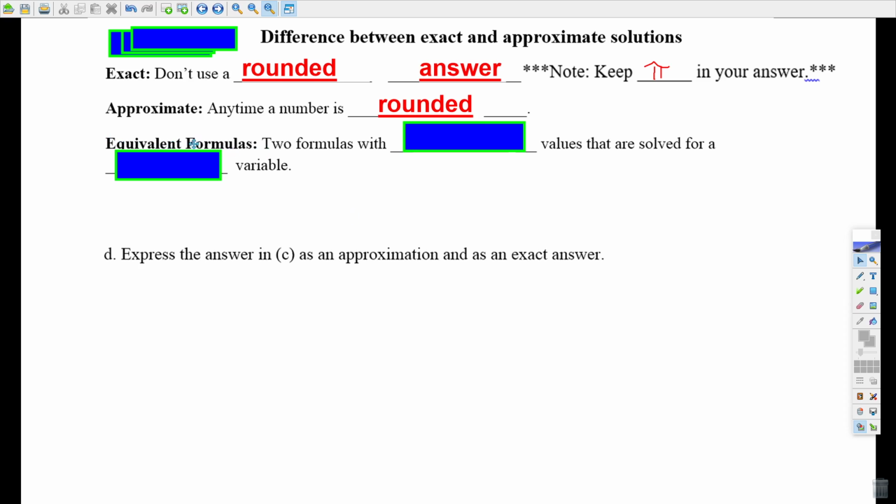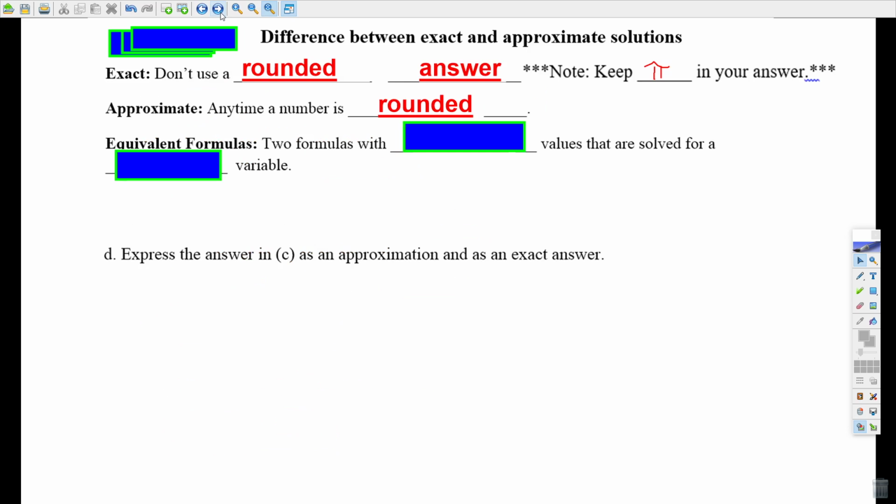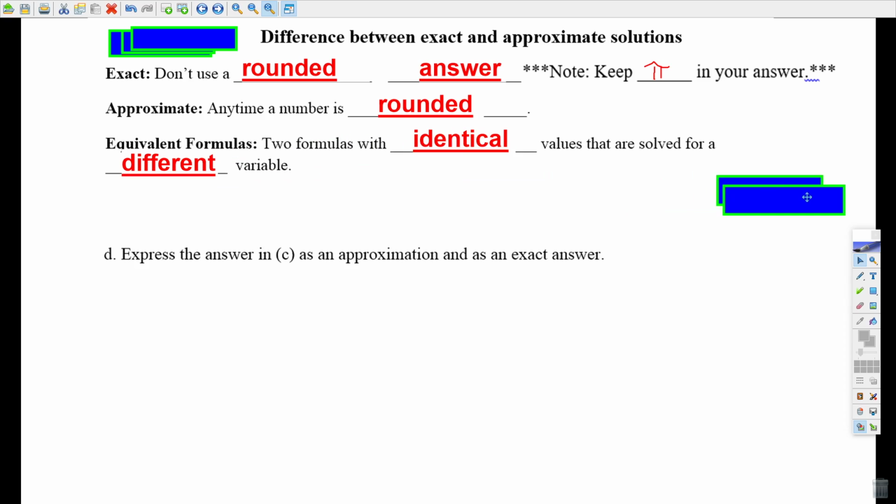And then equivalent formulas is actually the thing we just did in part A in the last problem. This formula here is equivalent to the one up here. They're exactly the same thing, just written differently. So it's two formulas with identical values, right? They all had the height, the radius, pi, and the volume. They're just solved for different variables.